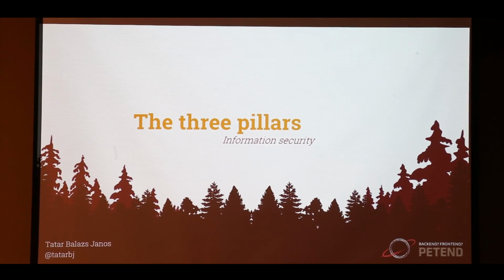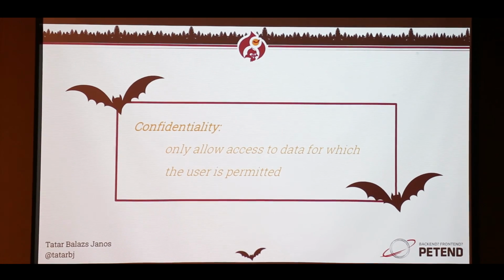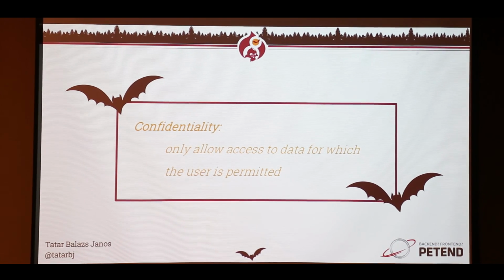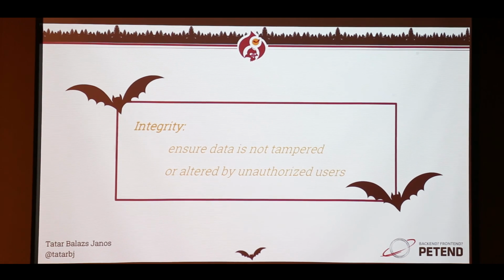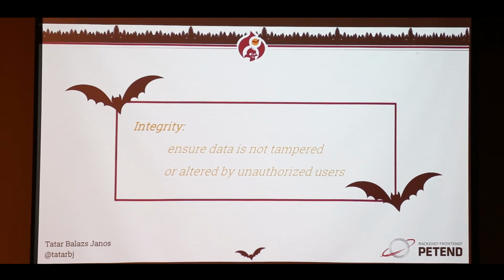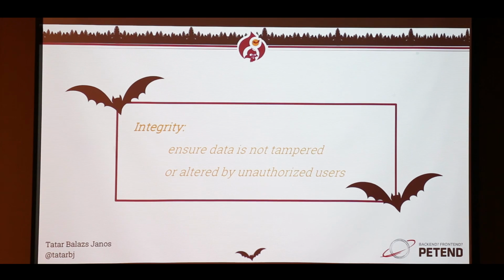So there are three pillars of information security. The first is confidentiality. Confidentiality means only allow access to data for which the user is permitted. If the user shouldn't see something, then do not allow them to see it. Pretty straightforward. The second one is integrity, which means you have to keep the data protected and not tampered with or altered by an unauthorized user.